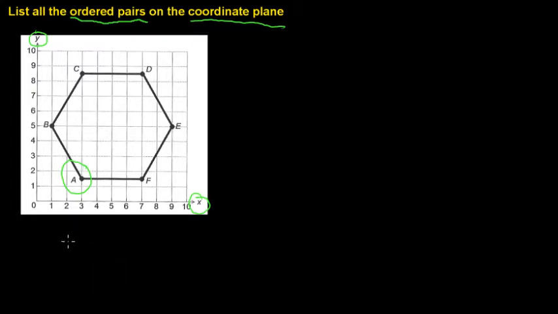Whenever we list an ordered pair, you always list the x-coordinate first, then you list the y-coordinate. So we're going to start with A, and if you look at A right here, the x-coordinate is 3. So when we write the ordered pair for A, we're going to start with the x-coordinate. We're going to write 3.